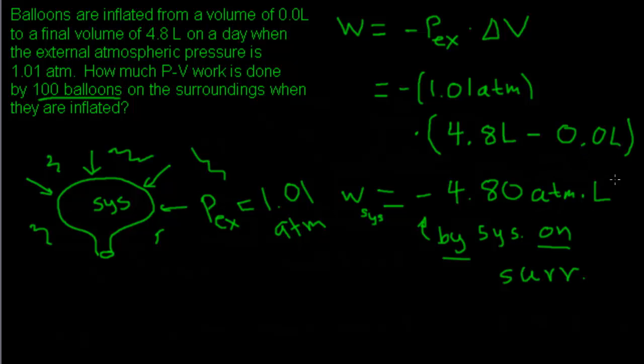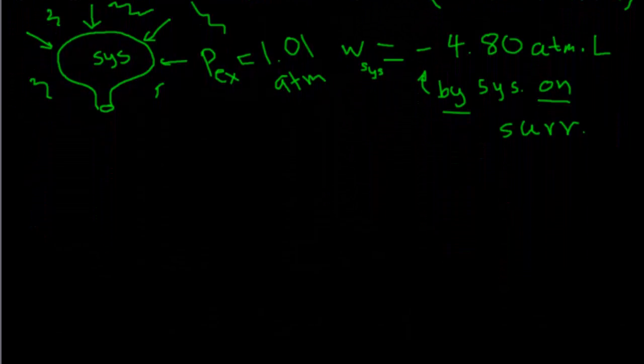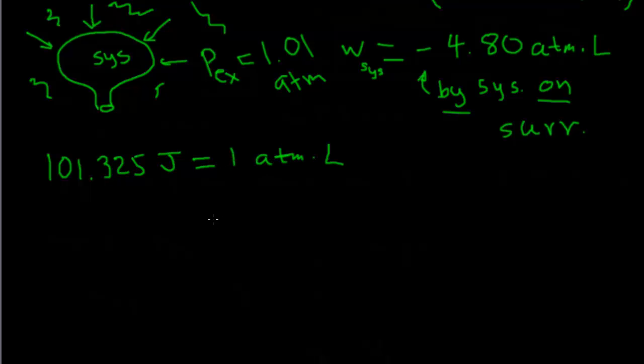This is kind of a funny unit, an atmosphere times a liter, because we know that work is a way of transferring energy, so atmospheres times liter must be a unit for energy. And it is, but it's not a common unit. So as our last step, we would like to convert that into more common units for energy. I'm going to scroll down a little bit. It turns out there is a conversion factor: 101.325 joules is equivalent to 1 atmosphere liter. So we can use that as a conversion factor to convert our value.